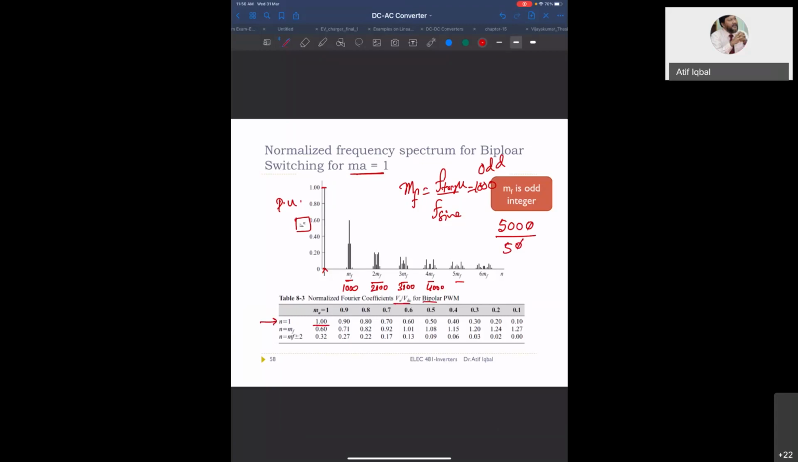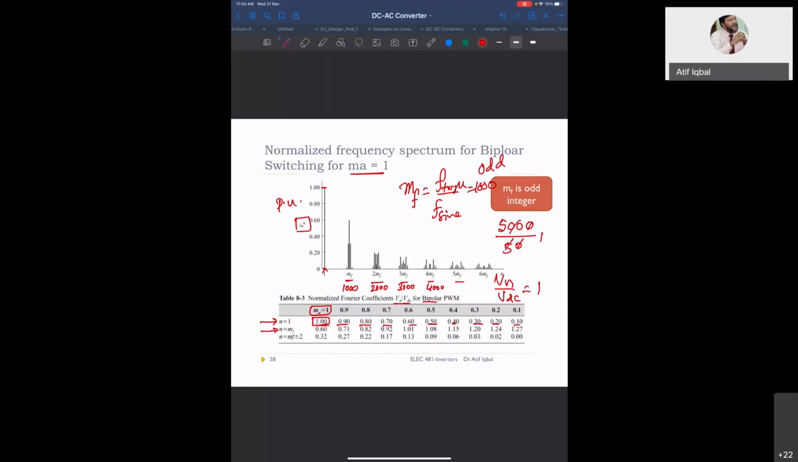So this is for n equal to 1, meaning the fundamental. For modulation index 1, the Vn by Vdc is equal to 1. For 0.9, it is 0.9. For 0.8, 0.7, 0.6, 0.5, 0.4, 0.3, 0.2, 0.1. This is for the fundamental. Now, for n equal to MF, that means the MF harmonic.